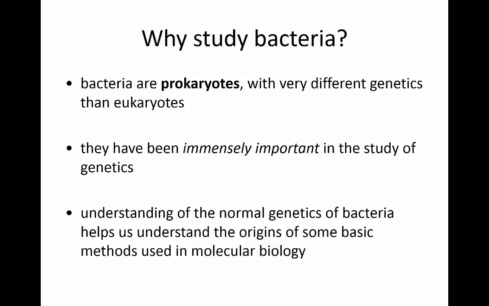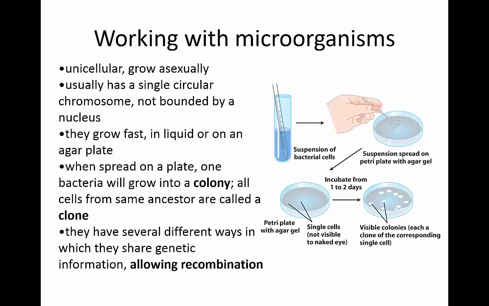We have used some of this stuff in lab already in the PGLO project, and understanding the normal way that bacteria function is going to help us to understand these methods that we are using in molecular biology in our lab project. Bacteria, microorganisms are very, very different from eukaryotes. Generally, they're unicellular. They grow asexually, so that's just by binary fission. And the two daughter cells are going to be identical to the mother cell.